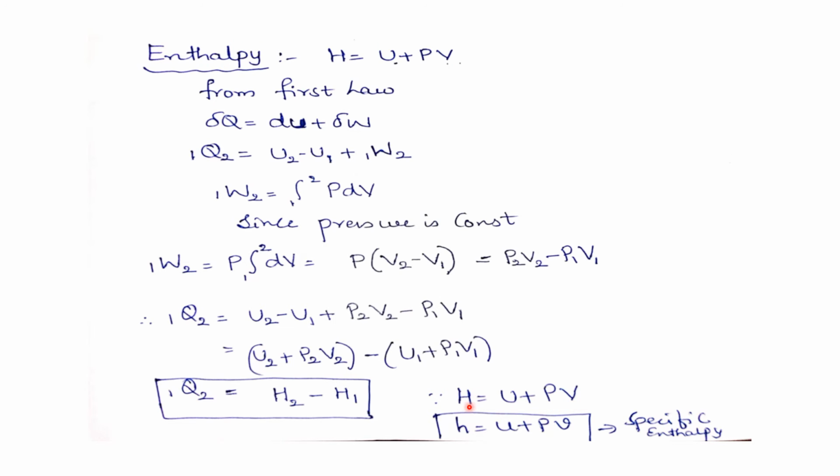And per unit mass means specific enthalpy. If this is divided by m, per unit mass, it is called the specific enthalpy. It is denoted by small h, which is equal to u plus P into v. It is called the specific enthalpy.